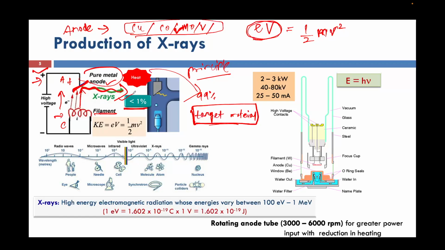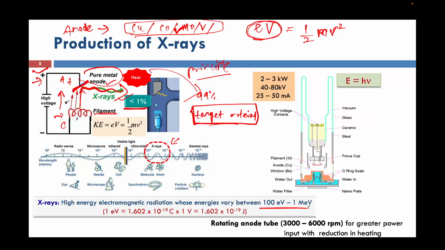Yeah, this is the fundamental mechanism of generation of X-ray. And as we can see in the electromagnetic spectrum, X-rays are here. So the definition of X-ray is, X-rays are high energy electromagnetic radiation. X-rays fall under the electromagnetic spectrum. So X-rays are high energetic electromagnetic radiation whose energy varies between 100 electron volt to 1 mega electron volt.